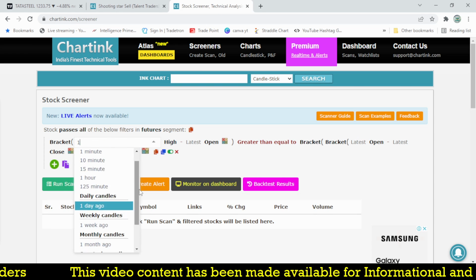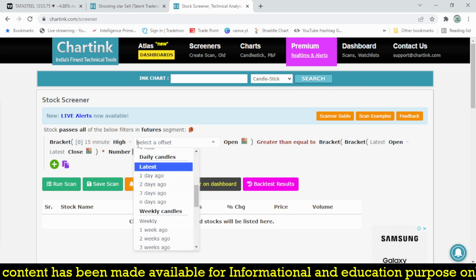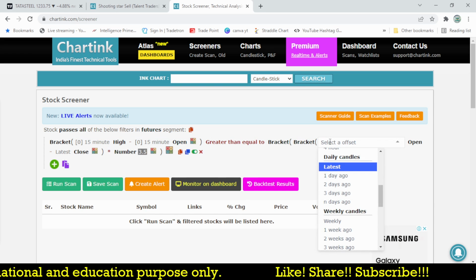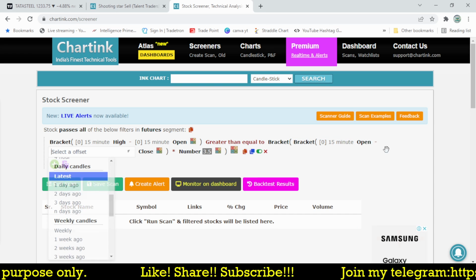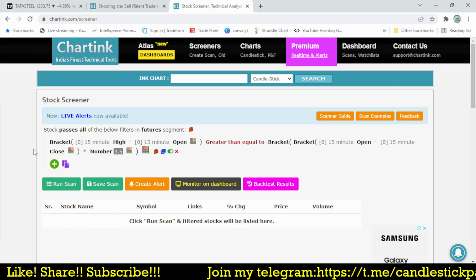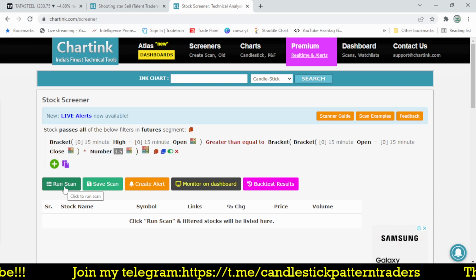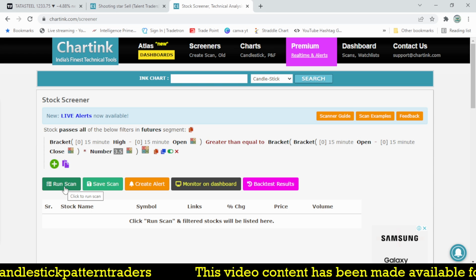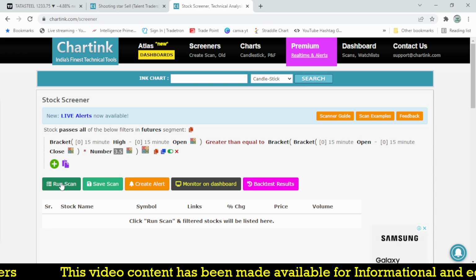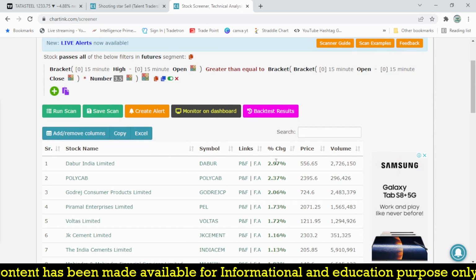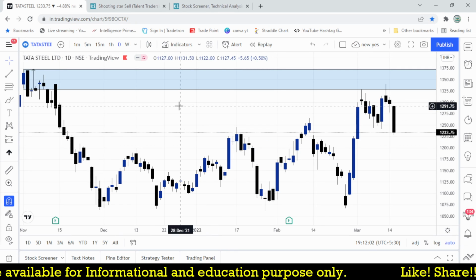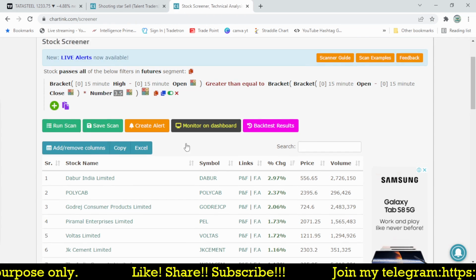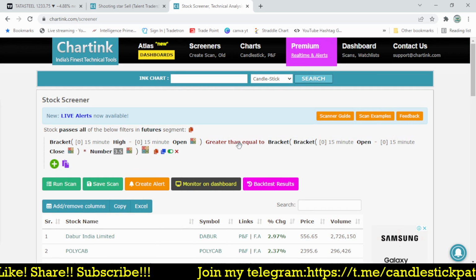This is for a selling opportunity. We use the latest 15 minutes time frame so that I can find a trade opportunity. This is the 15 minutes time frame where the wick is greater than the higher level market condition. Let me run it. Dabur, Polycab, a lot of stocks have come up. We already checked that this condition is working well.